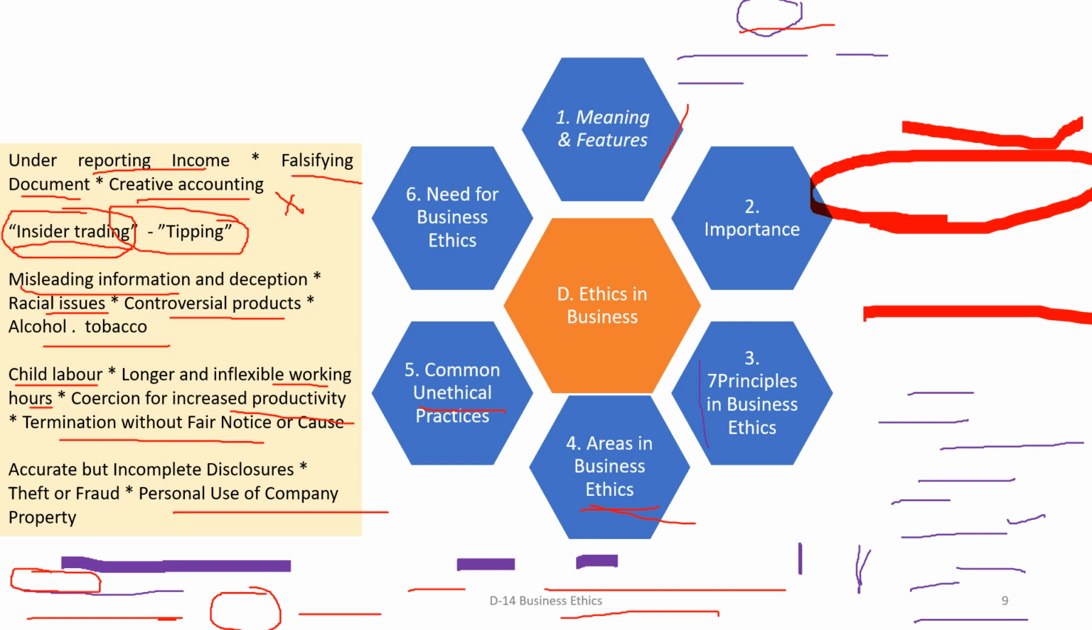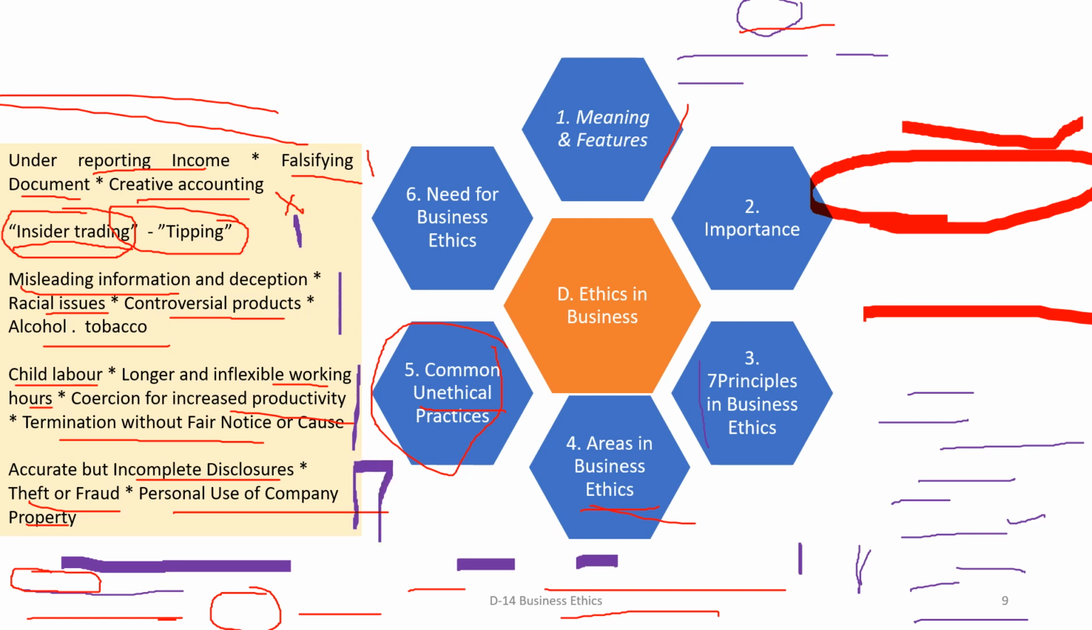Using property of the company for personal use, facilitating theft or fraud, accurate disclosures but incomplete, loans to directors or something like that, not disclosed properly. All these are a part of common unethical practices. They may be from the accountant, they may be from the finance, they may be from the marketing. It can also come from HR, and it can also come from the management accounting and management information system.